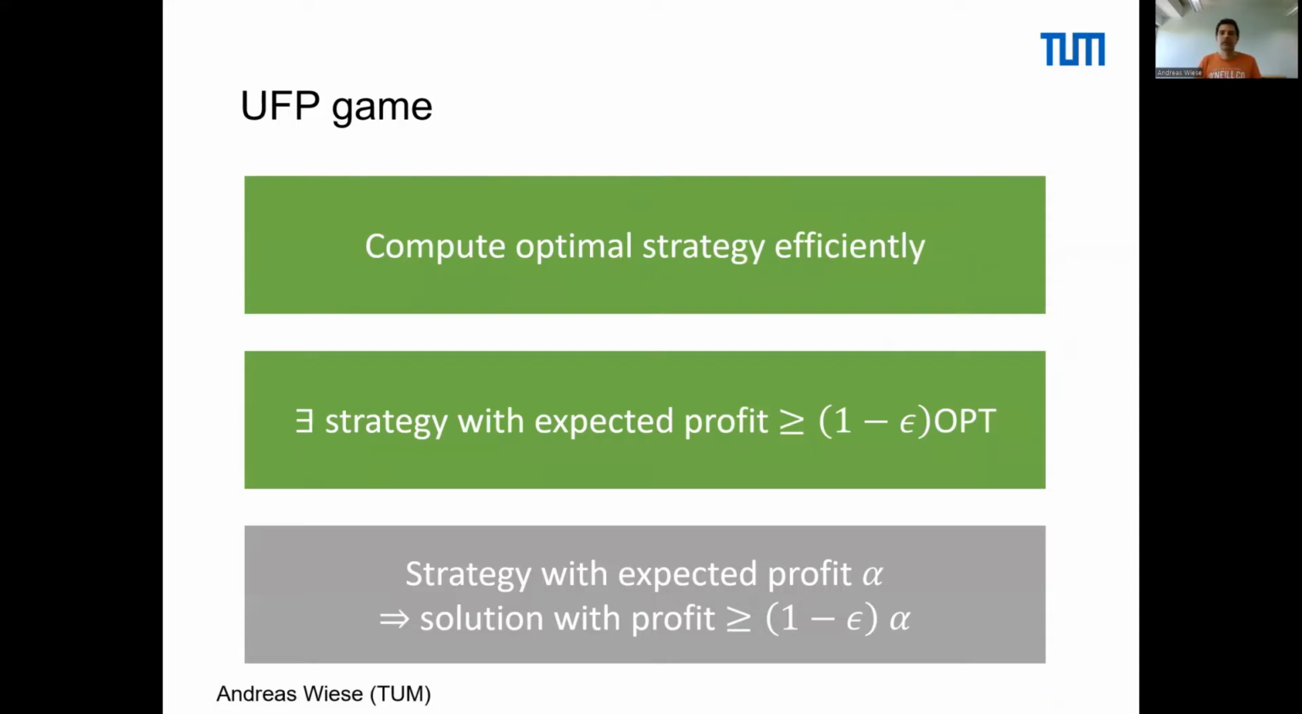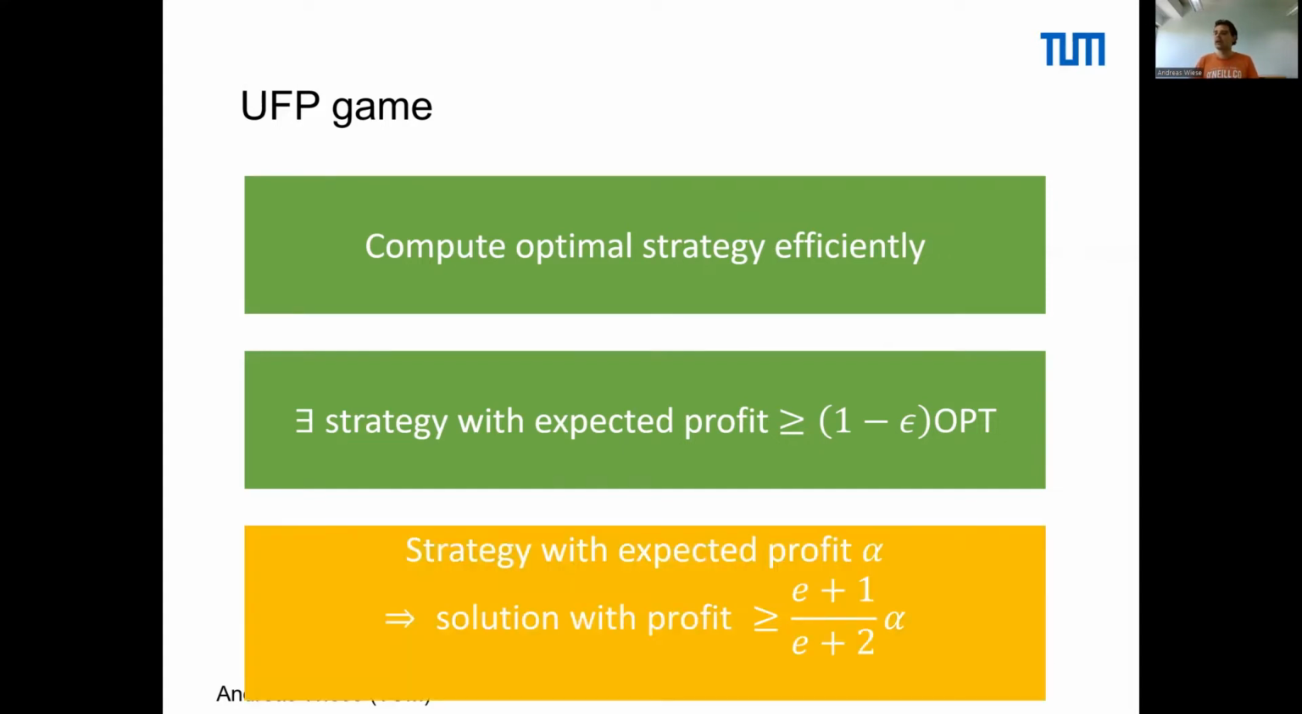However, in the previous paper we showed that something similar is true with some slight modifications of the game. There we show that you can actually turn a strategy with expected profit alpha into an actual solution by losing this factor (e+1)/(e+2). So this then gives a 1.26 approximation algorithm.